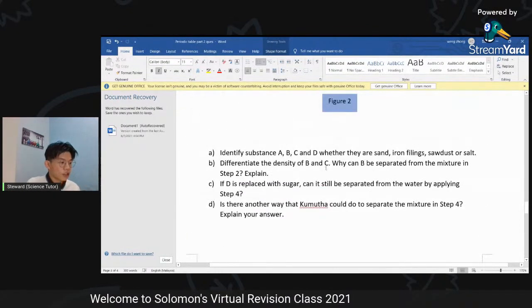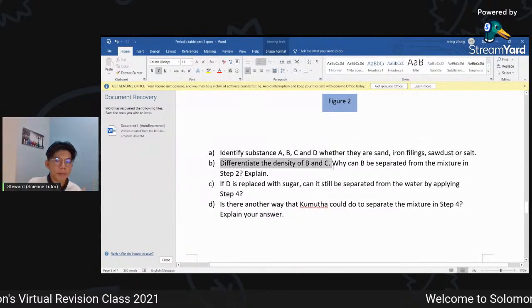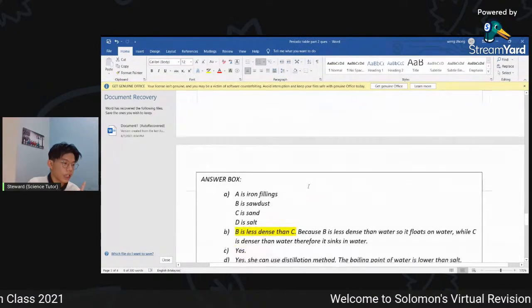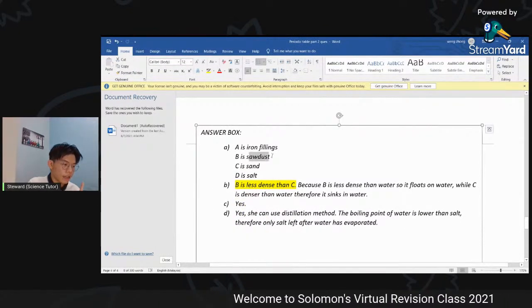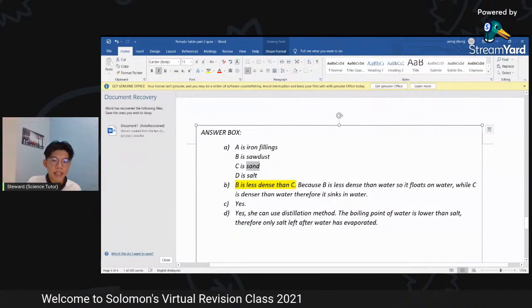All right. So basically, question B, it talks about differentiate the density of B and C. Okay, so we answer this first. B is sawdust, dia float. C dia sand, dia tenggelam. So maksud dia B is less dense than C lah.